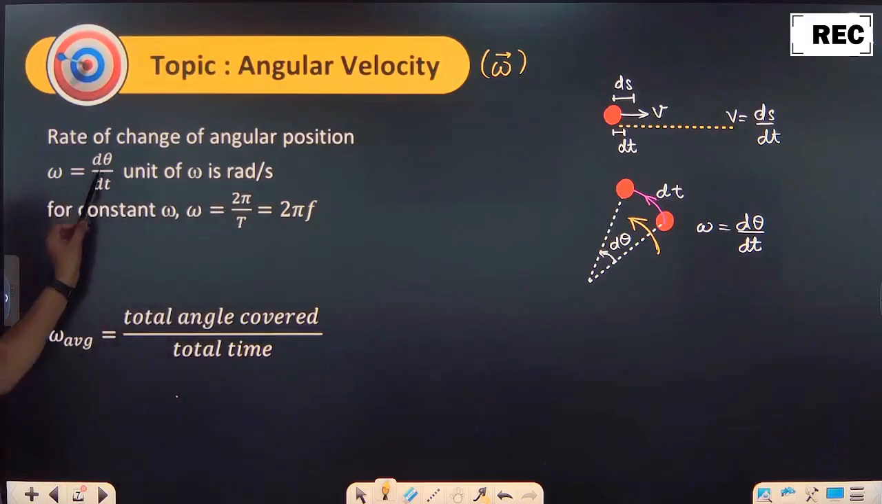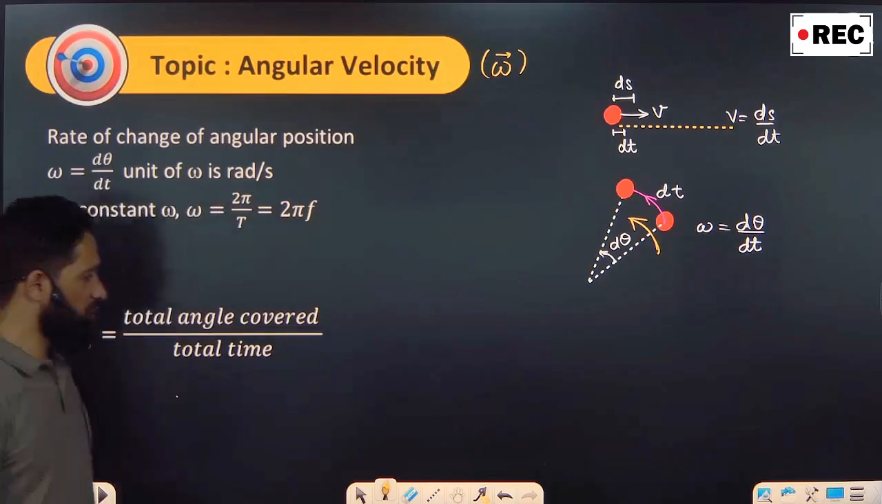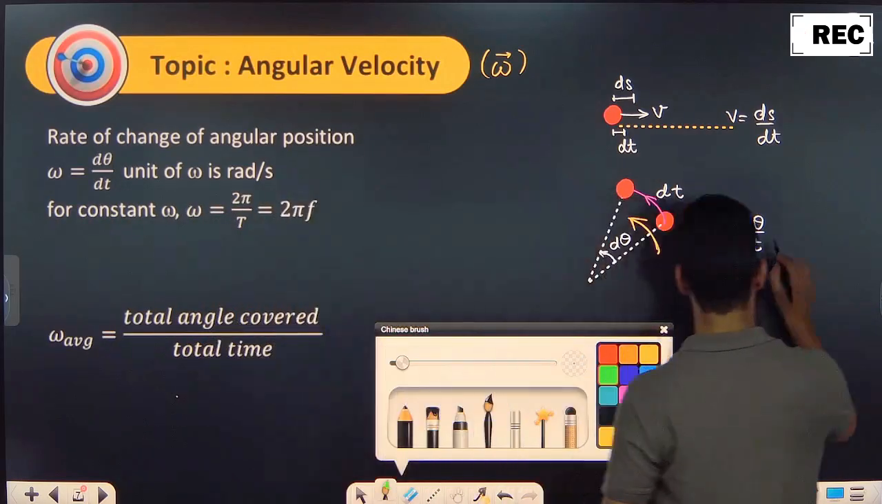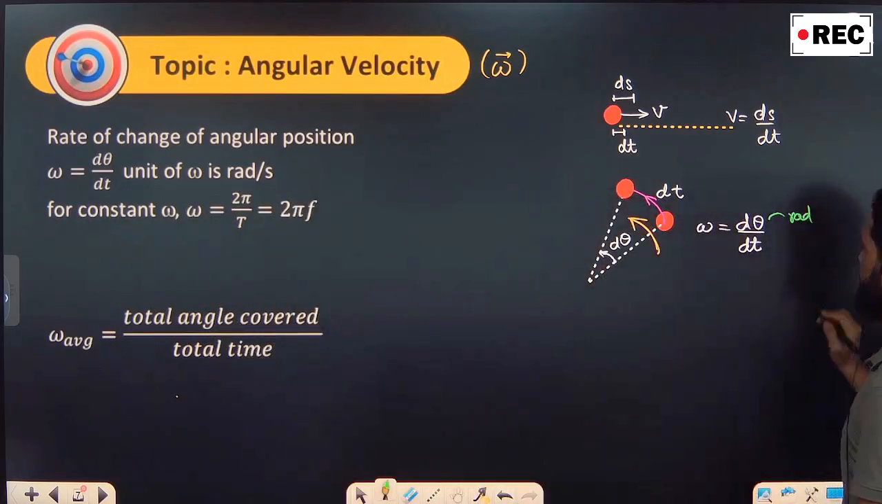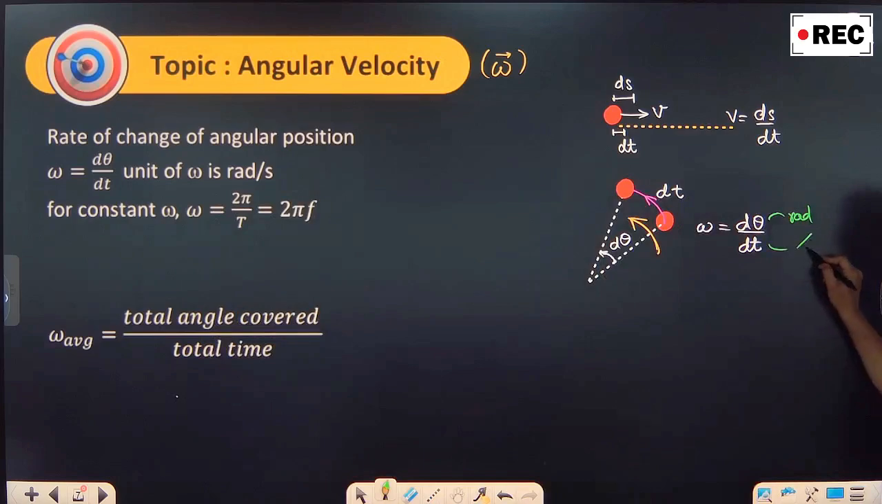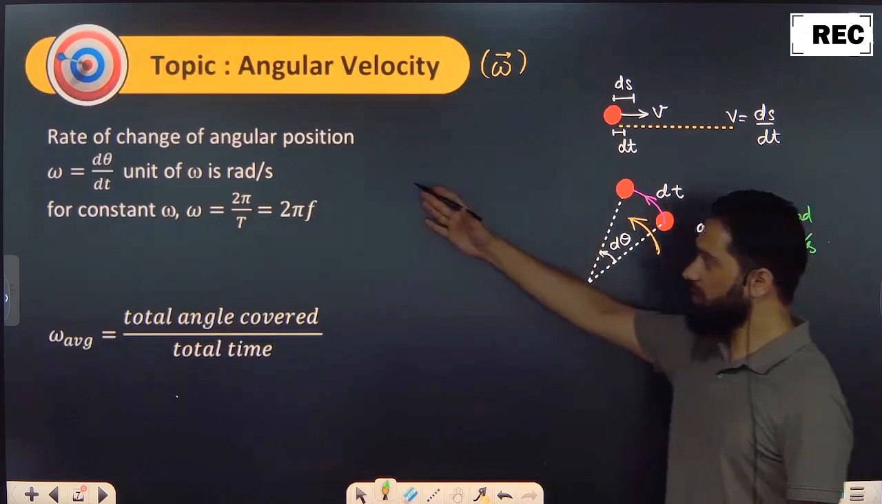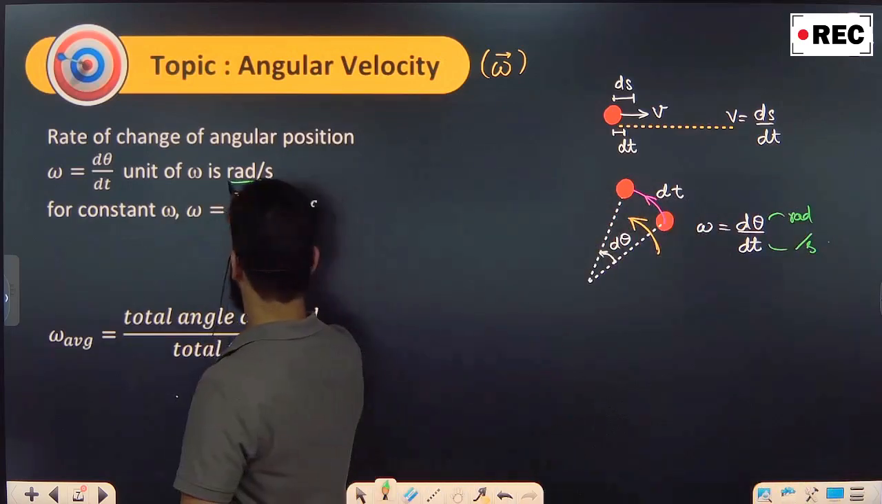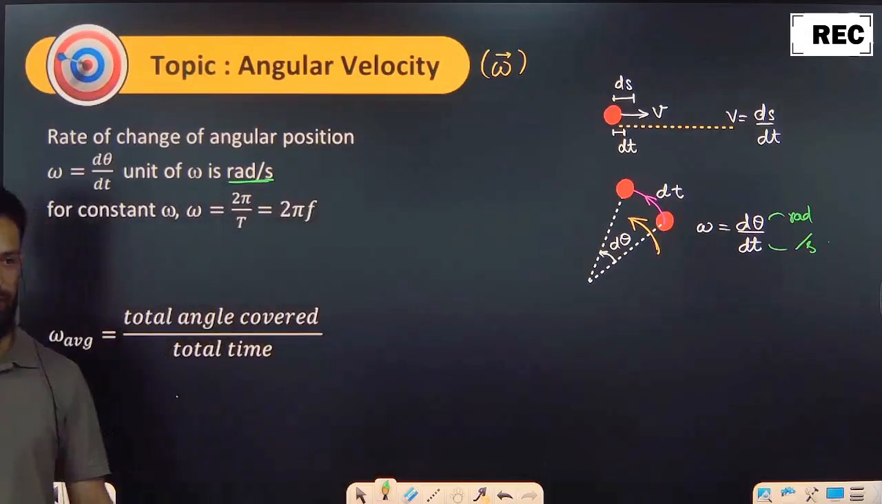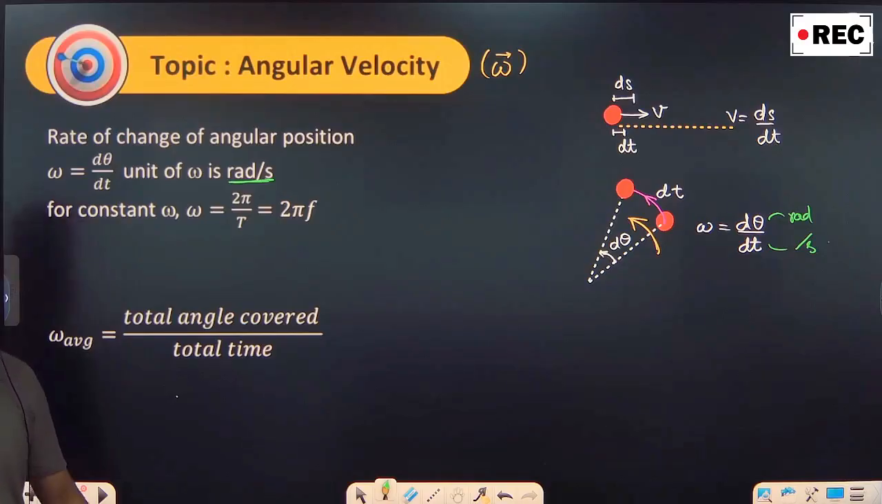So this is d theta by dt. What should be the unit of it? Theta is in radian, so change in theta is radian. t is time in seconds, so we have radian per second as the unit. Radian per second is the unit. Is that clear? Radian per second.